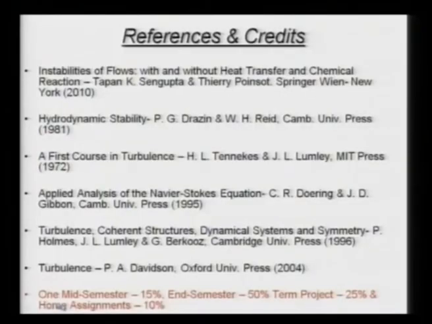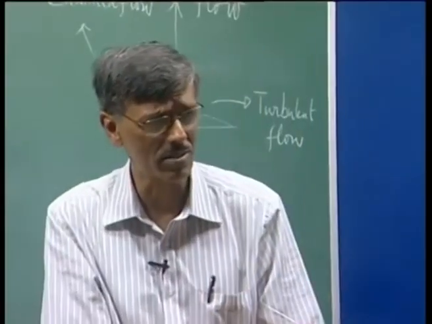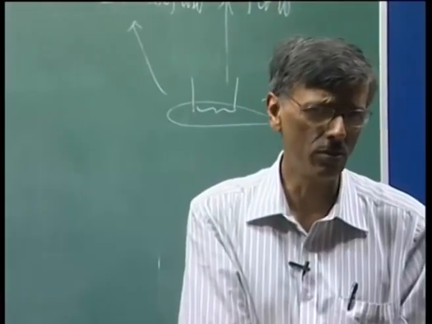And in the turbulent flow part, we have a very nice book here, A First Course in Turbulence by Tennekes and Lumley. That is one book that we would be using in bits and pieces. But for understanding the morphology of turbulent flow, we would also be looking at this Applied Analysis of the Navier-Stokes Equations by Doering and Gibbon. This is a very short monograph, but a very nice book.